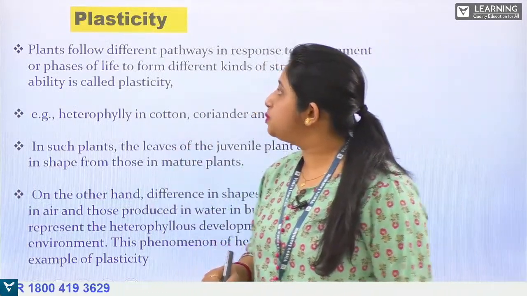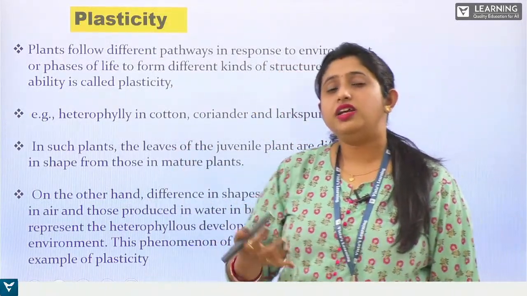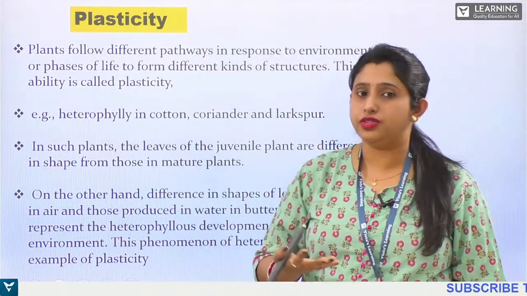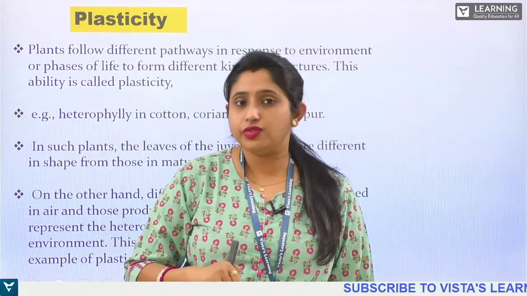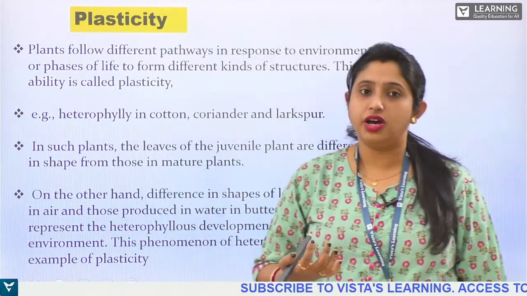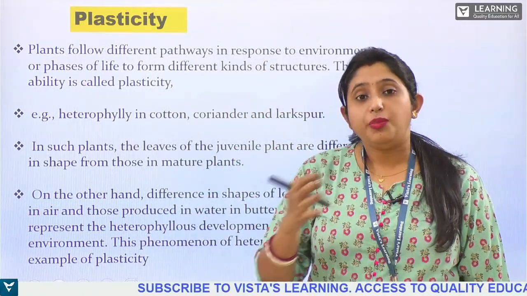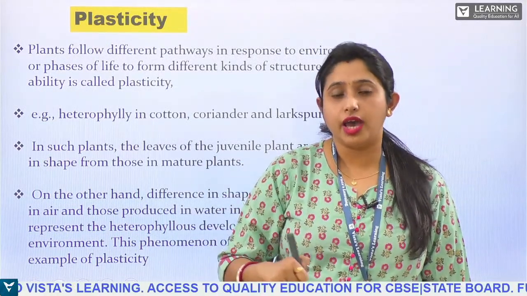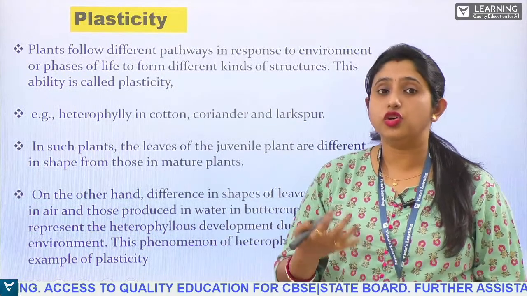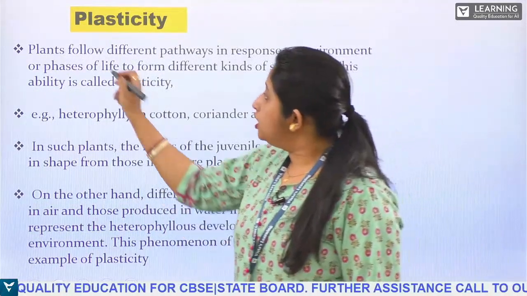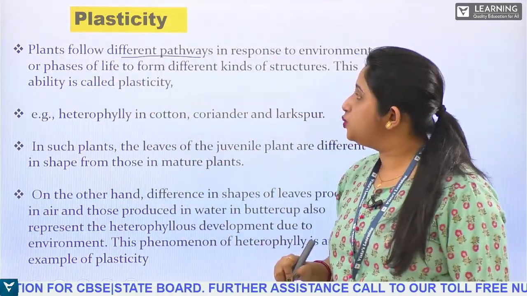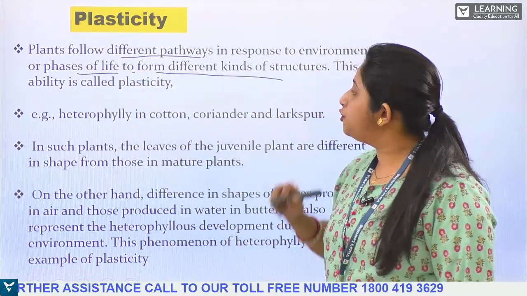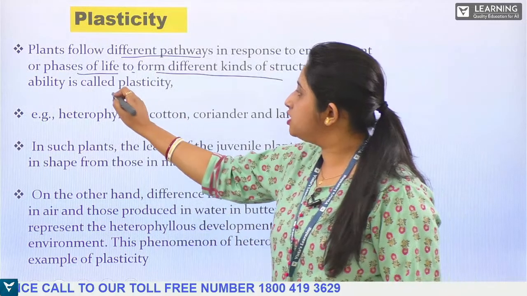Next, what do you mean by plasticity? There are different plants, and in different plants you will see different leaves, right? The structure of the leaves will be different in different plants. It depends on the availability of sunlight, or on the habitat of the plant where it is growing. So the plants follow different pathways in response to the environment or phases of life to form different kinds of structures, and that is called plasticity.